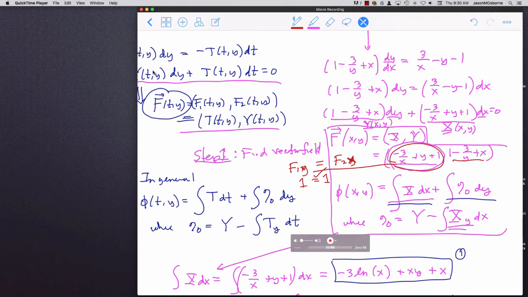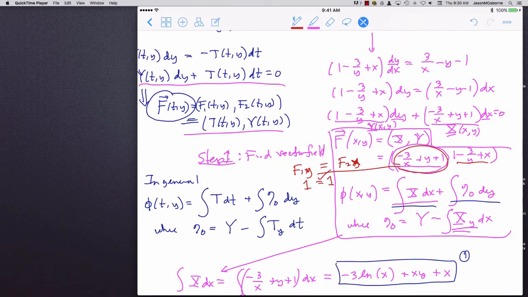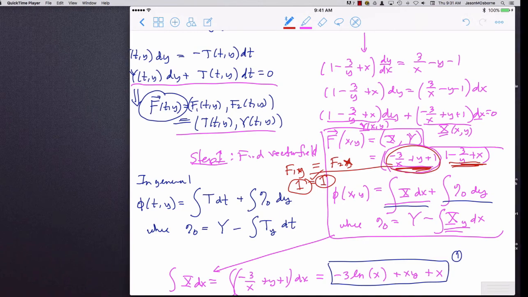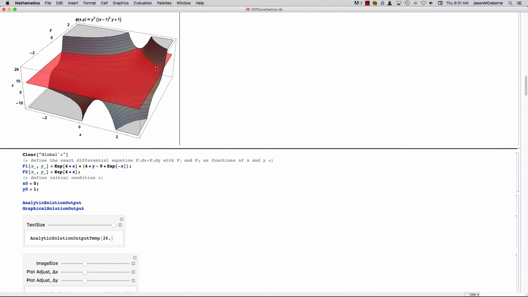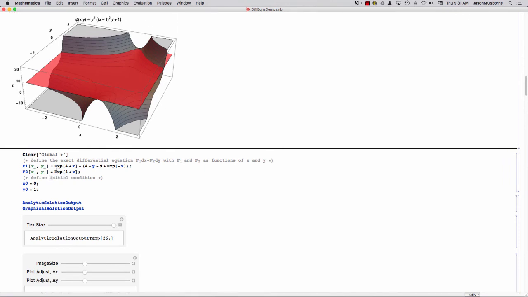Sorry, these were the steps I was just showing you. That the partial of f1 with respect to y is 1, and the partial of f2 with respect to x is also 1. So now we know that this is an exact equation. We went through the solution method using those techniques.